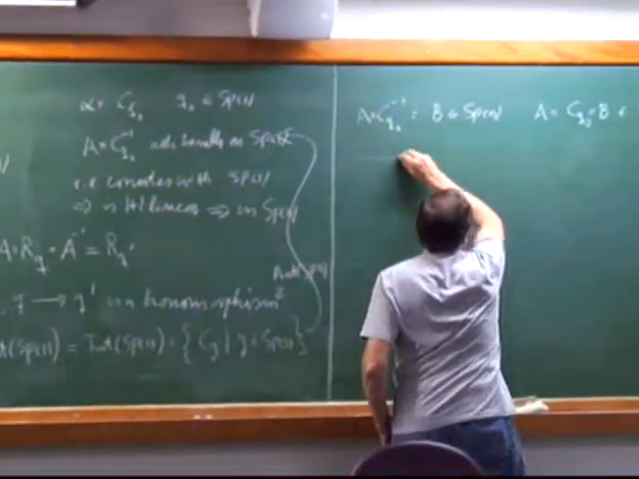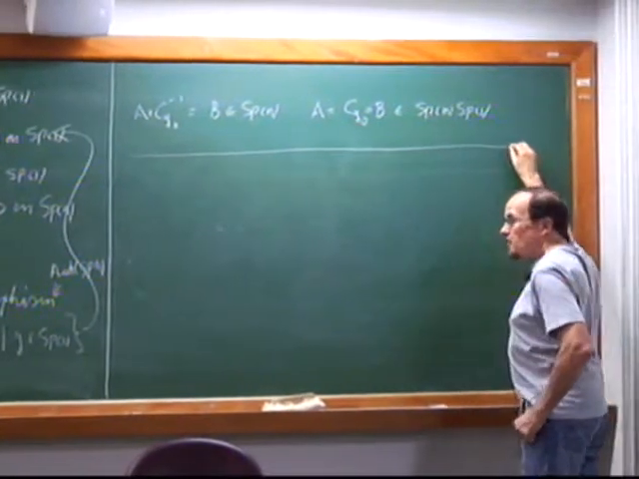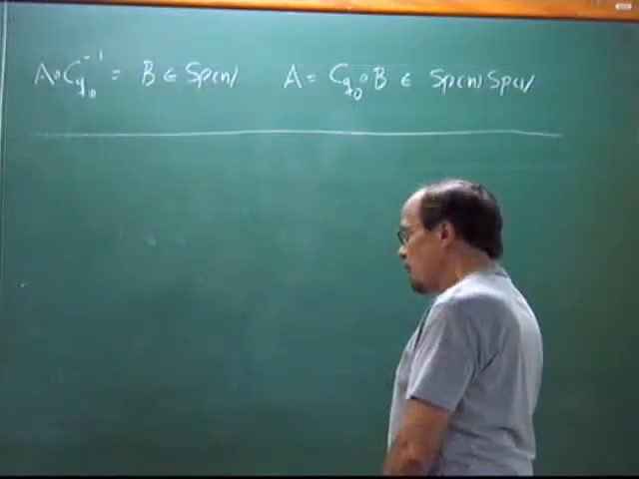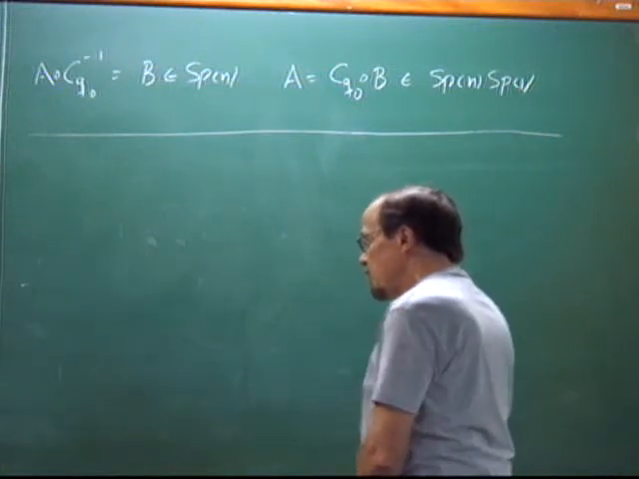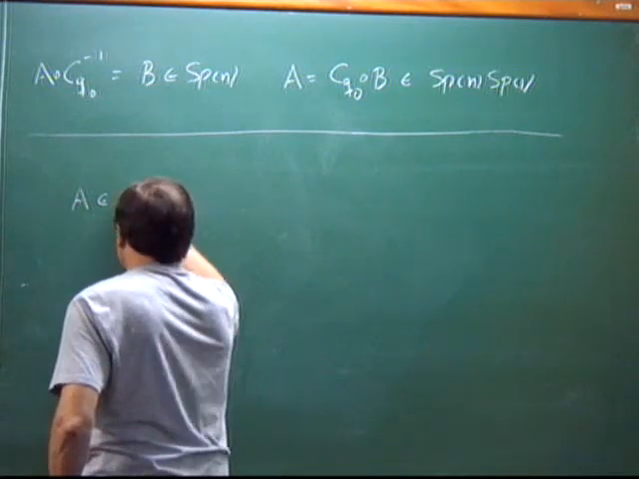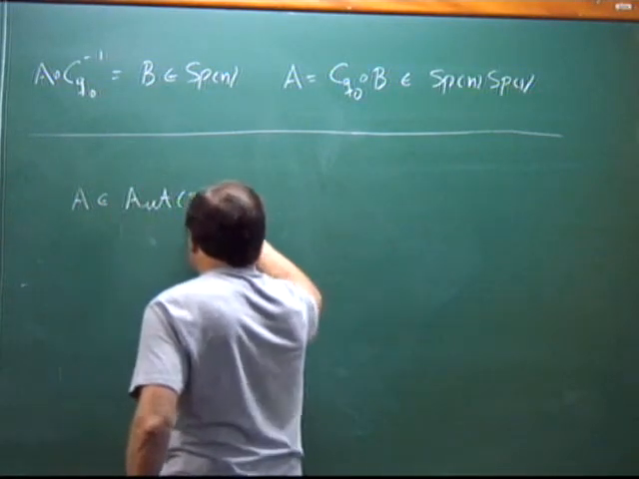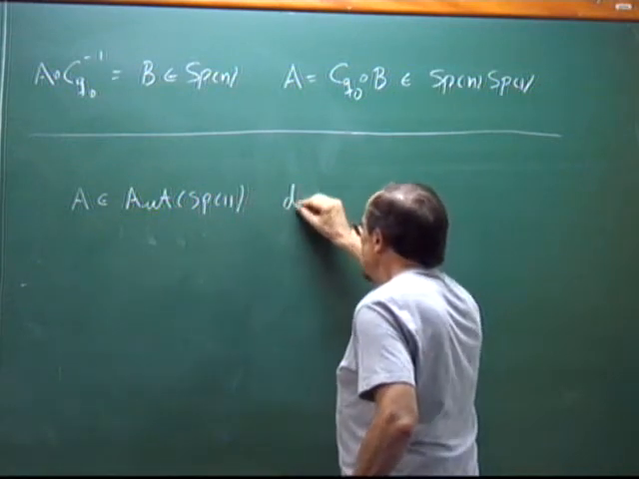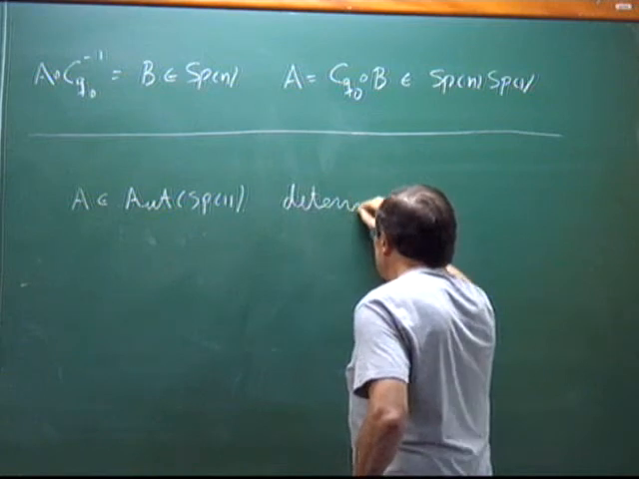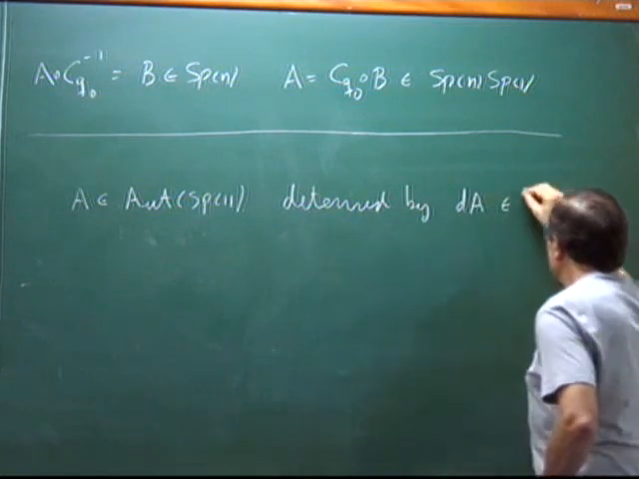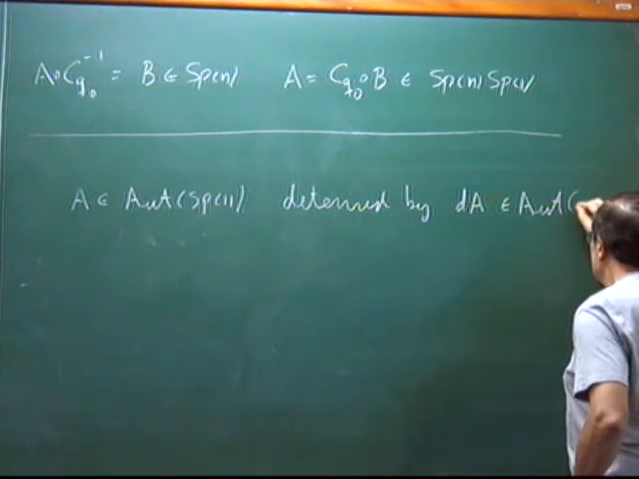So let's see why this is true. There are no outer automorphisms of this group. That's what the claim is. Well, let's take an outer automorphism, or some automorphism. Since Sp(1) is simply connected, this is determined by the derivative of A, which is an automorphism of the Lie algebra.